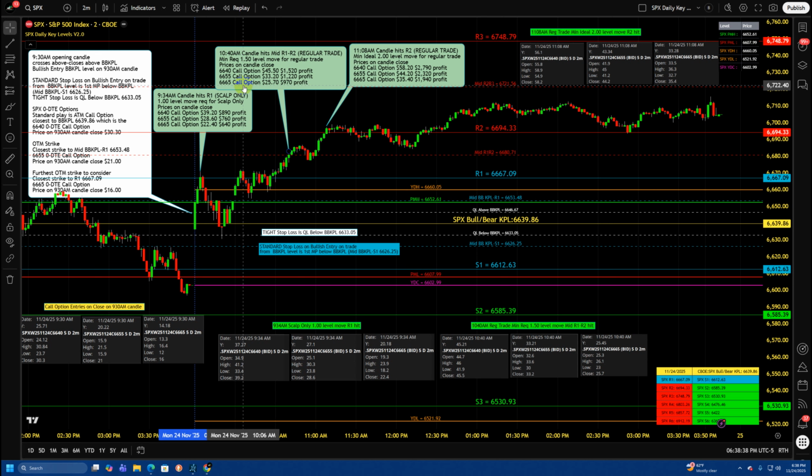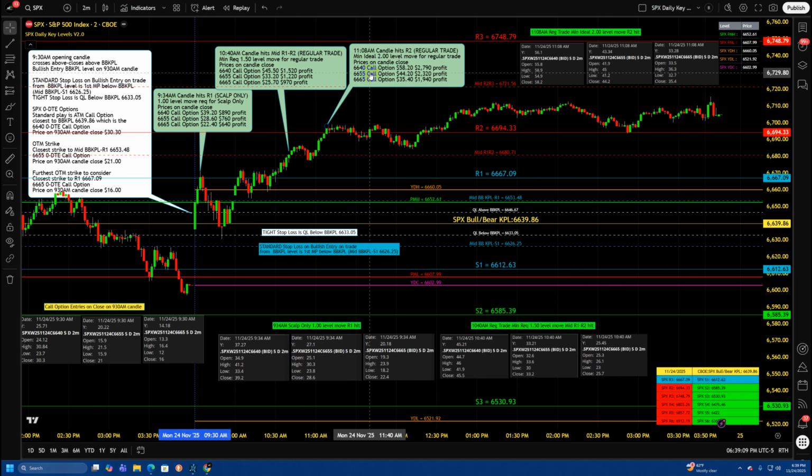The 66.40 call option on this candle close here, where it hits the mid R1, R2 level for the 1.5 level move, $45.50, that's $1,520 profit per option. 66.55, $33.20, that's $1,220 profit per option. 66.65, $25.70, that's $970 profit per option.